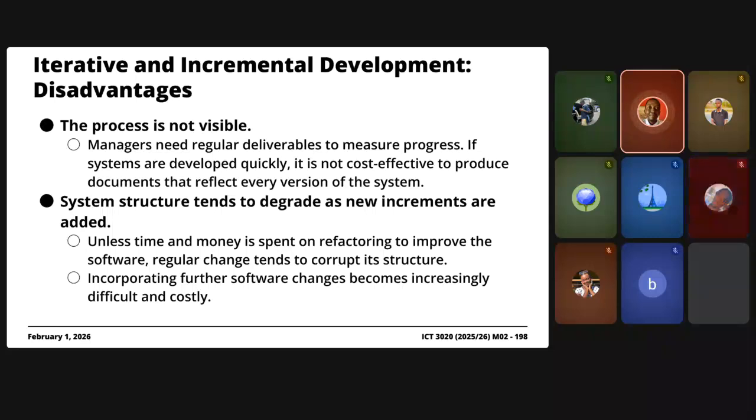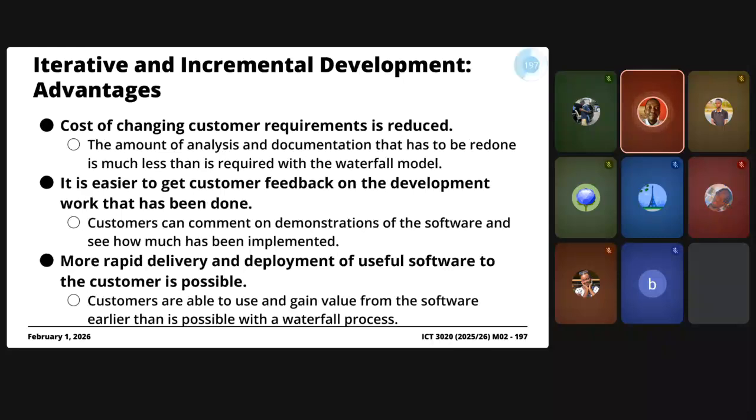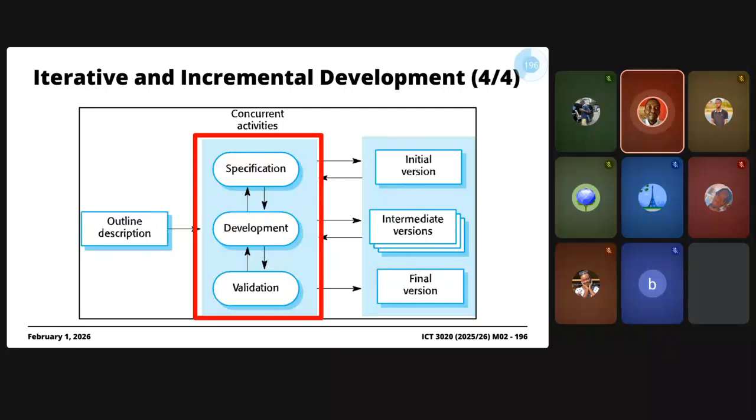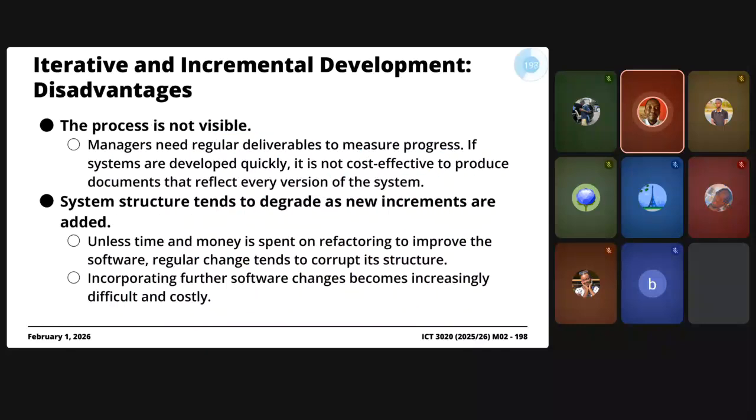Anyways, the other disadvantage is the system structure will tend to degrade here with new increments. So you notice here that as you're evolving in each increment, you're modifying the design, the specification, right? They're constantly changing. So the structure is kind of degrading like that. But of course, there are established ways of handling all of these different disadvantages, right?